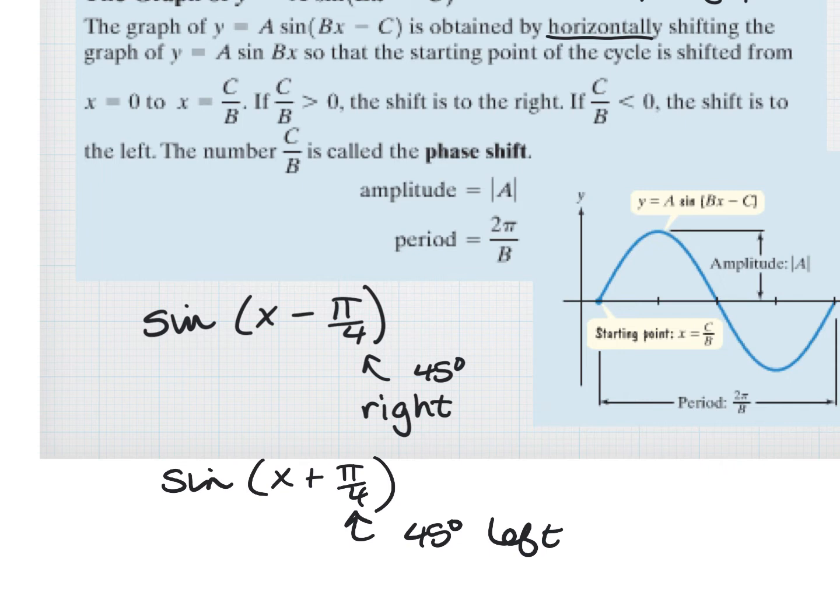Now, notice on the graph here, the starting point is C divided by B. All of the examples that we're going to do, our B value is going to be a 1. So instead of multiplying by 1/4, 1/2, 3/4 to get our new points, we're going to space them all 90 degrees apart, because our B value is going to be 1 on all the examples we're going to do.